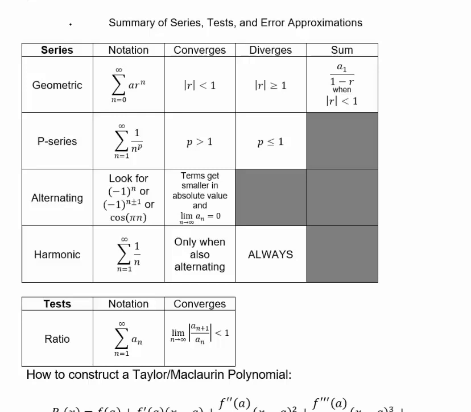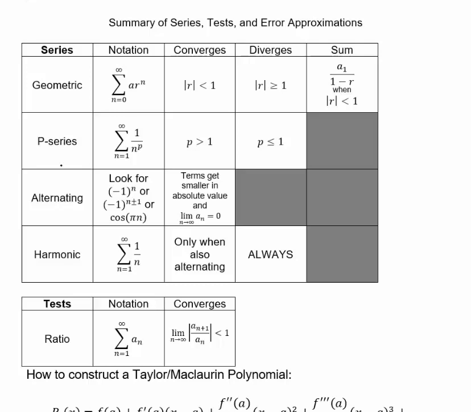All right, BC Calculus, this is your series review for your test. Remember, there's only certain things they're going to be asking this year. So there's four types of series that you need to know for the test: geometric, P-series, alternating series, and harmonic series. Now, some of these overlap.